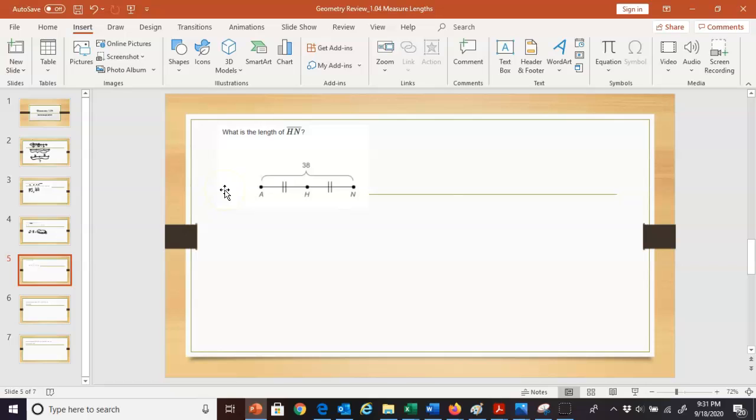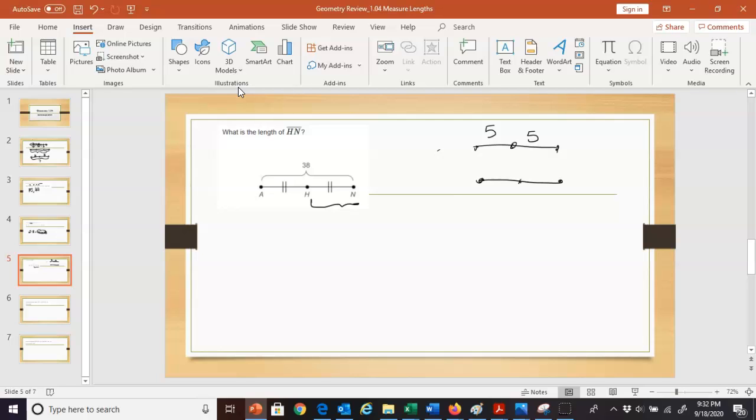So here's where we're starting to get a little more interesting, right? It says, what is the length of HN? So HN is this little piece right here. And all we know is that the entire length of this line is 38. But we have some really helpful information here, these little tick marks. Those are math symbols to show us that those line segments are equal. So sometimes you might see 5 and 5, right? And you're like, okay, those are equal, they're both 5 units.